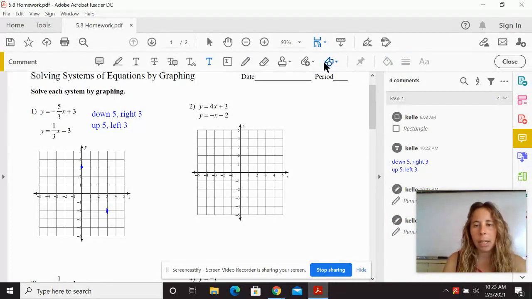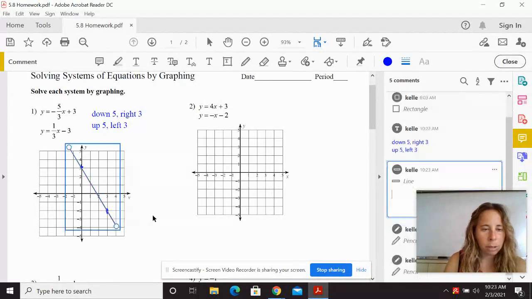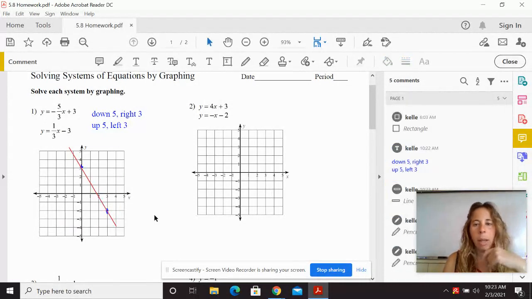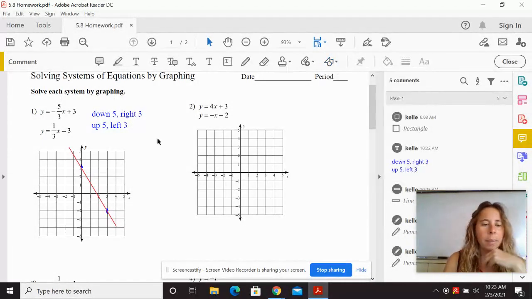Let me draw my line in here. There's your line. It should have arrows on the end of it. It goes on forever. Okay, so there's your first line.